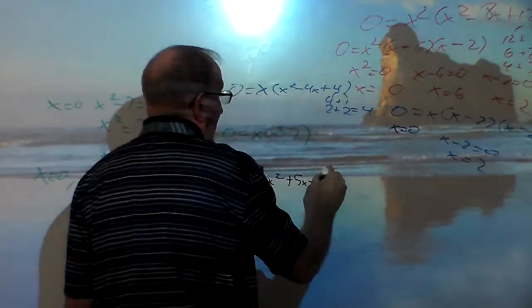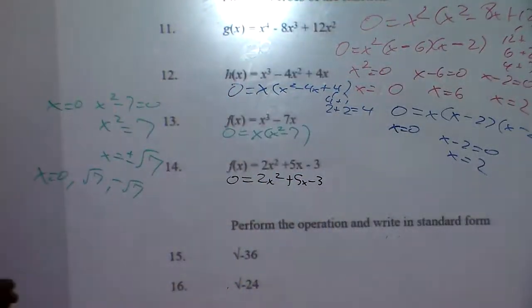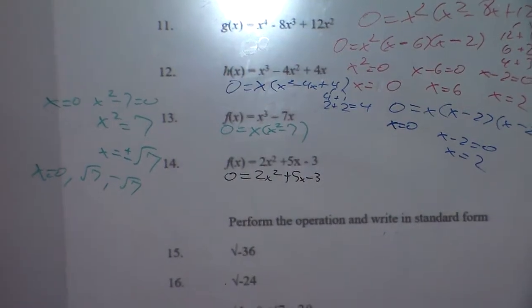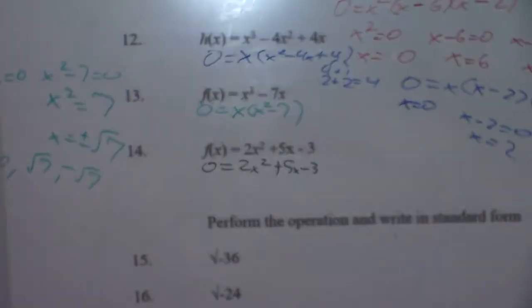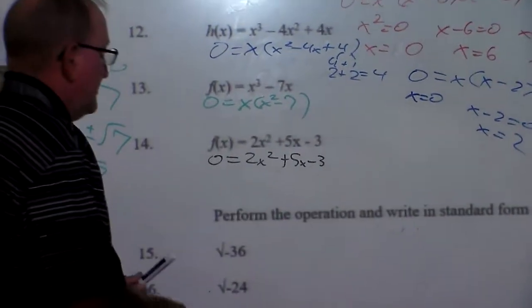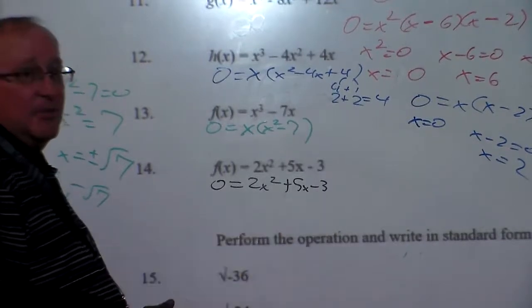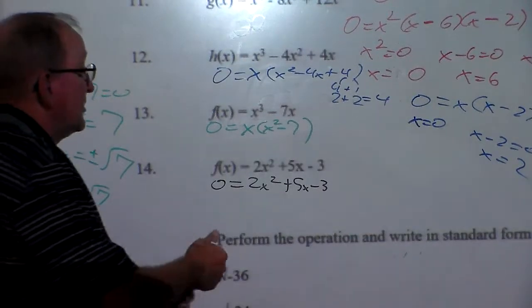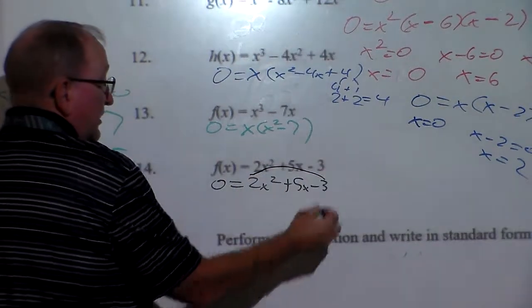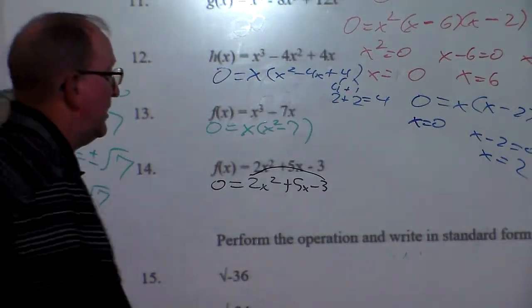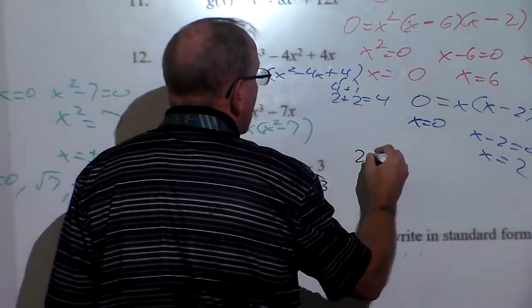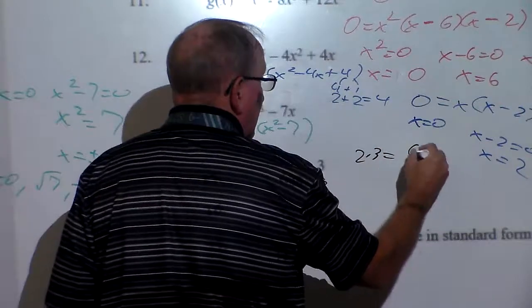Oh, that's okay. They call it the AC method. We called it the AC method last year. Okay, AC method, I hadn't heard that one, but basically, it says we're taking the A times the C, right? So we have 2 times 3, which is what?